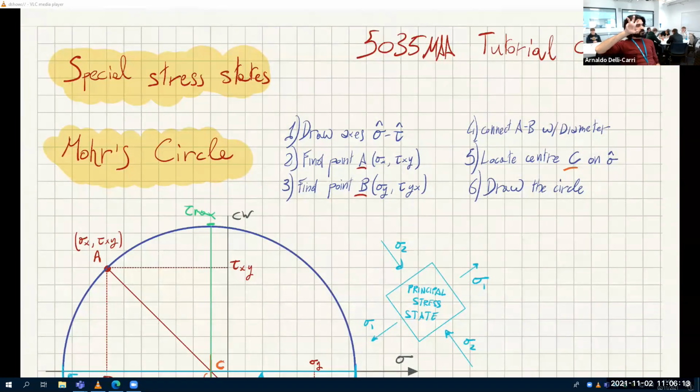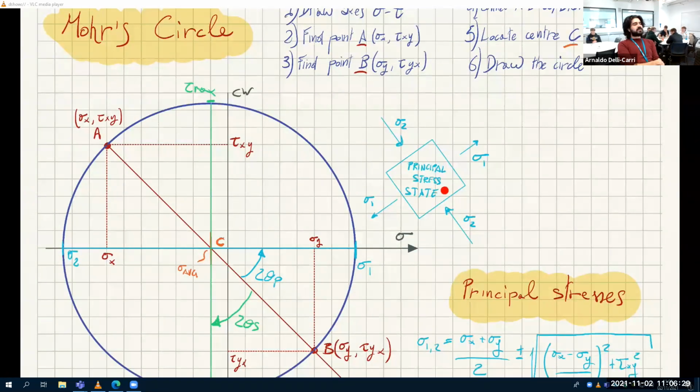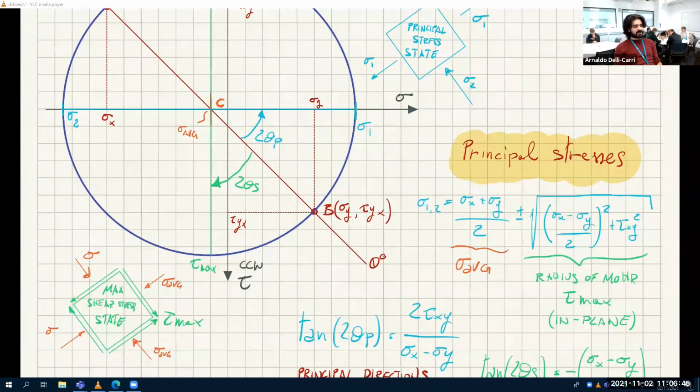That kind of rotation, that infinitesimal there, is said to be in a principal stress state. Because in that state, this one here, there is no shear stress, and the direct stresses, the normal stresses, are the largest one and the smallest one. So the largest one, sigma 1, and the smallest one, sigma 2. Conversely, you can also rotate the infinitesimal element until you get to this condition here. It's called maximum shear stress state.